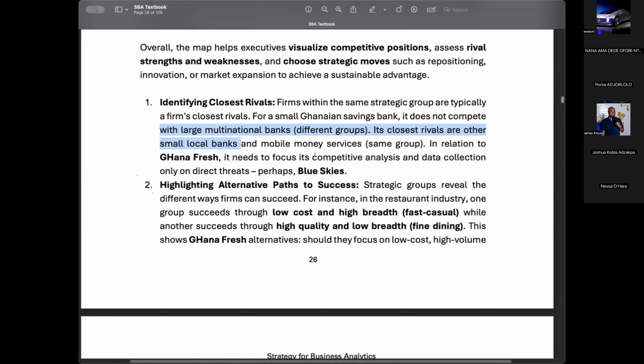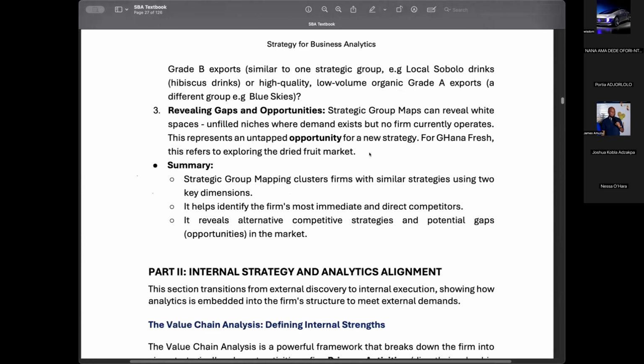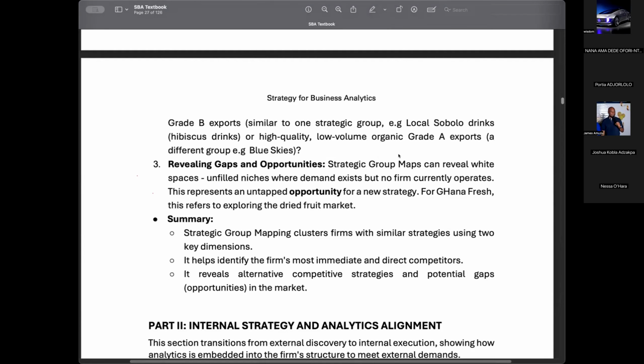Okay, so well understood. So either I'll do a low volume, high organic grade product, and then compete very well with Blue Skies. That's what I may consider. Now, revealing gaps in opportunity. The strategic market can also reveal white spaces, unfulfilled niches that can be seen as an opportunity for you, like the dried fruit market that I mentioned earlier. That is something they have not yet tested. They can consider doing that one.